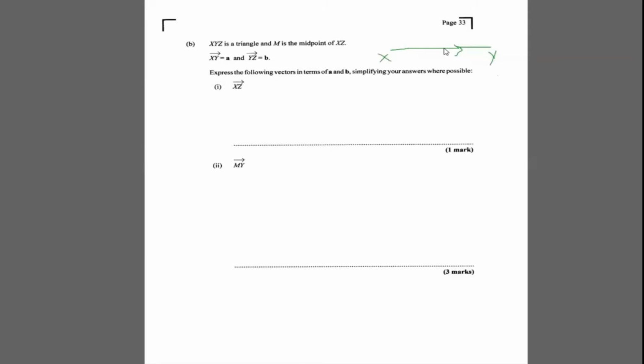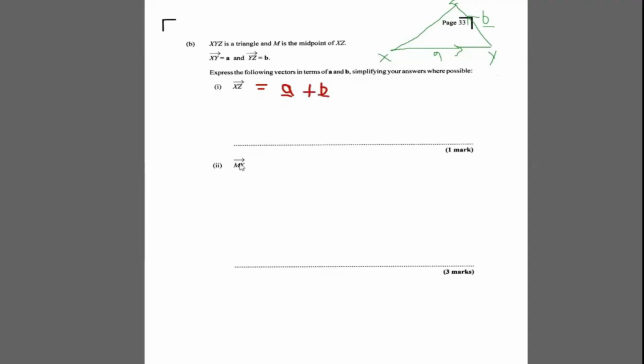And then from Y to Z, I don't know where Z is. I'm just making up a diagram. I know that from Y to Z is B. Then I want to go from X to Z. To go from X to Z, I can go from X to Y, then Y to Z. So this is just equal to A plus B.